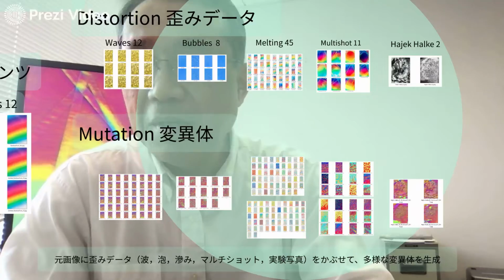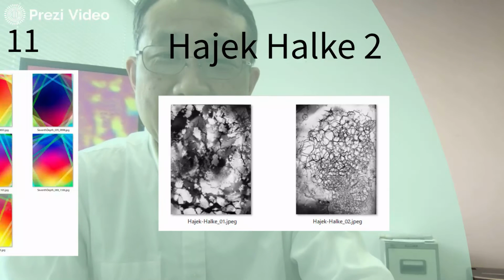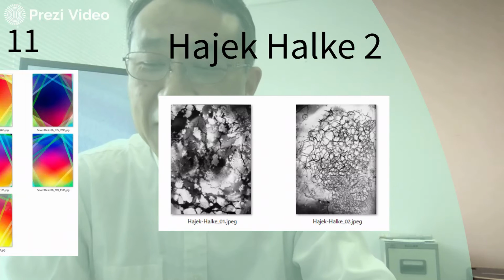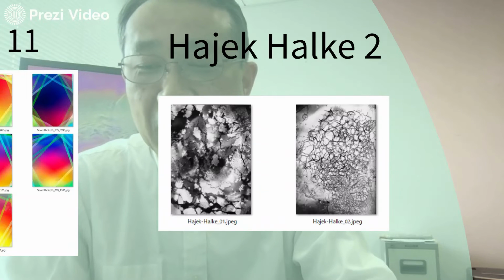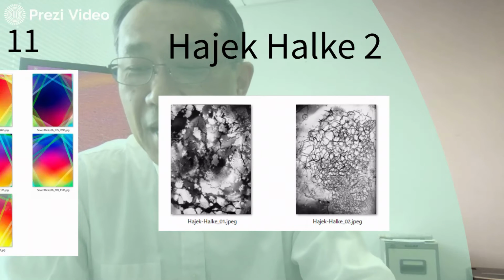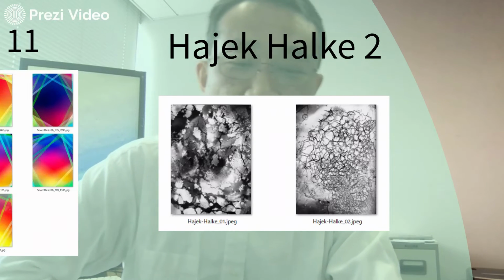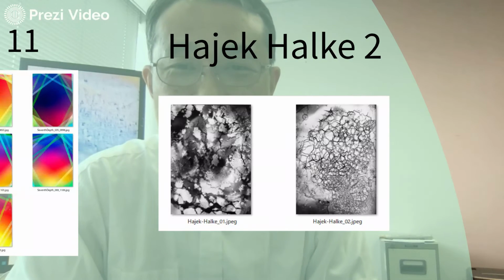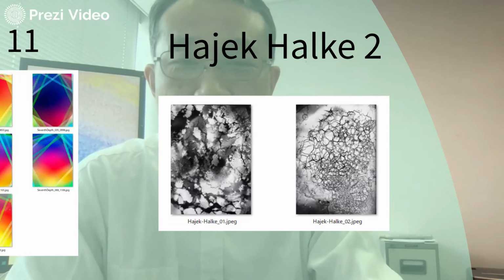And next, a final example of distortion. This is a very difficult pronunciation. Hijack Hercule. What is this? This is the name of a German experimental photographer. And here are his two works. I use his experimental photos as distortion data. And so this is his work, very abstract and contemporary art. AI photographer generates 4 mutations.